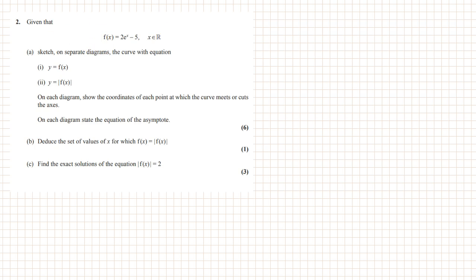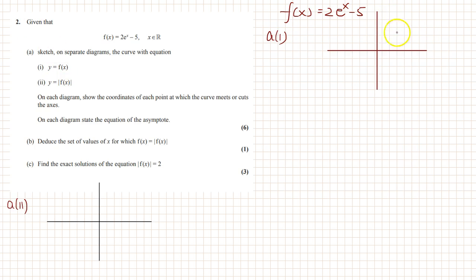Question number 2. This is f(x) is equal to 2 e to the power x minus 5. Sketch the graph of y is equal to f(x), and y is equal to modulus of f(x), on a separate diagram. Sketch the curve with equation y is equal to f(x).